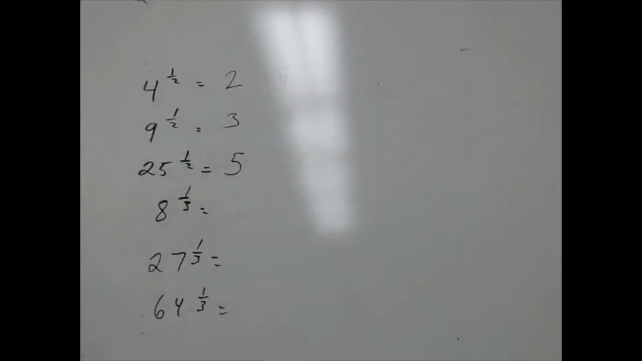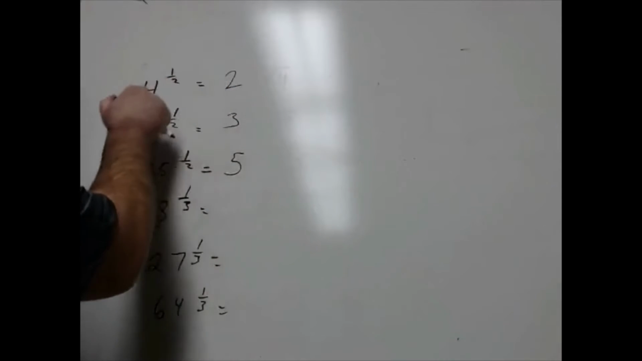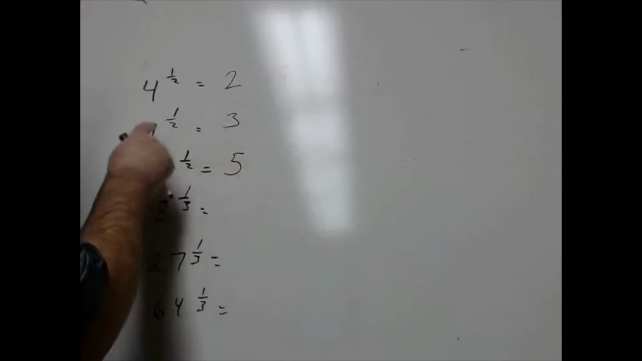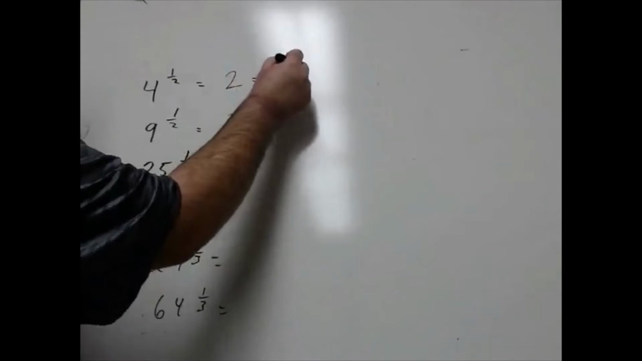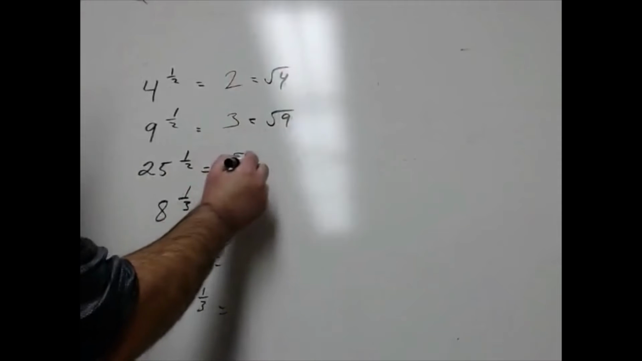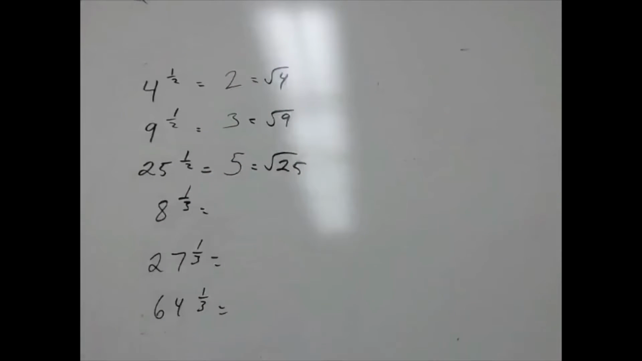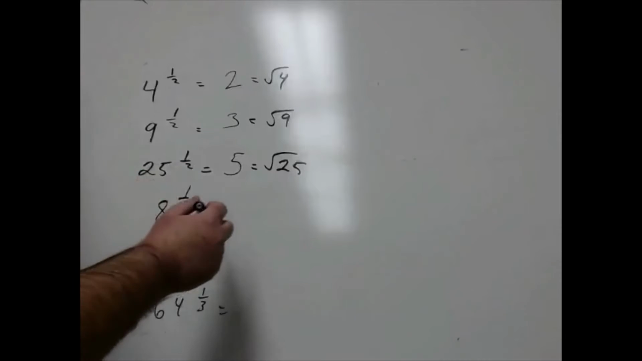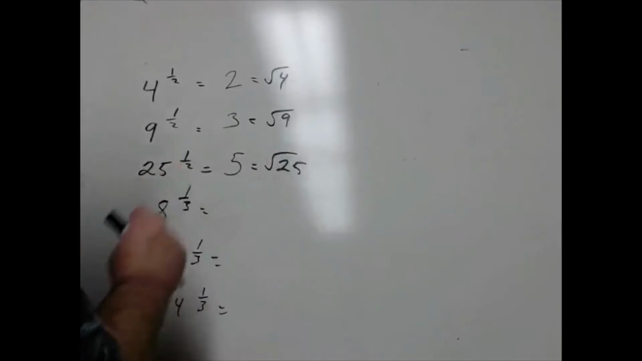So hopefully you might see a little bit of a pattern here. You might notice that this number is just the square root of this number, and this number is just the square root of this one. So this is equal to the square root of 4. This is equal to the square root of 9. This is equal to the square root of 25. Okay? So I can see then that if I have an exponent of 1 over 2, it's just my square root.